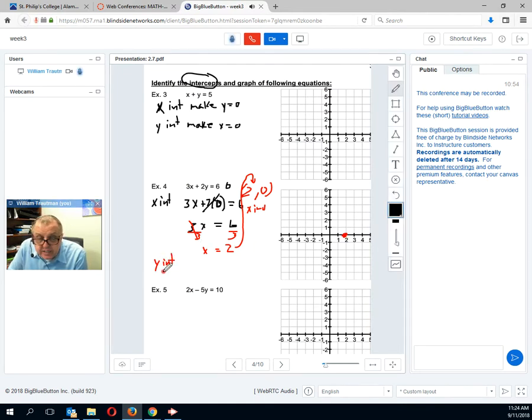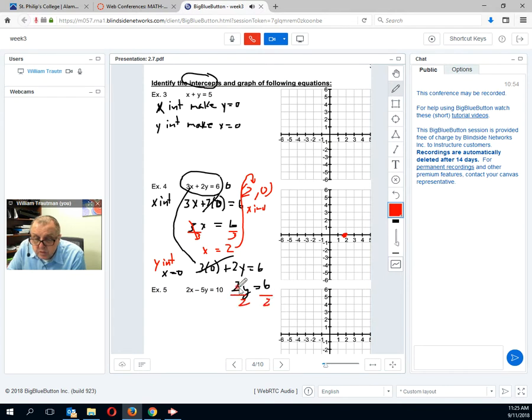Y-intercept is when you make x equal to 0. So look at the equation and make x equal to 0. 3 times 0 plus 2 times y equals 6. 3 times 0 is 0, so I'm just left with 2y equals 6. I want to divide both sides by 2. And y equals 3. So in this problem, when x is 0, y equals 3.